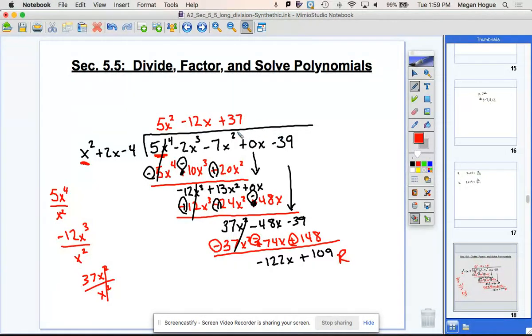What do I always do with the remainder? Bring it up top. Yes. Divide it by x squared plus 2x minus 4, and put it on top. Yes, and you add it. That's what I was getting at. So I always add it. All those other things are also true.